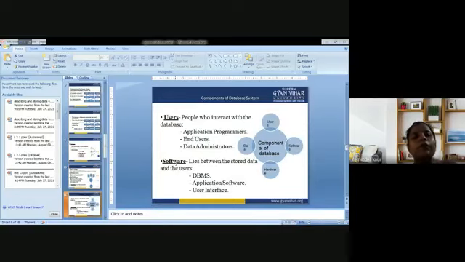Next is software. Software, as the name implies, lies between the stored data and the user. So it could be any software application like DBMS application software or user interface that could be there.